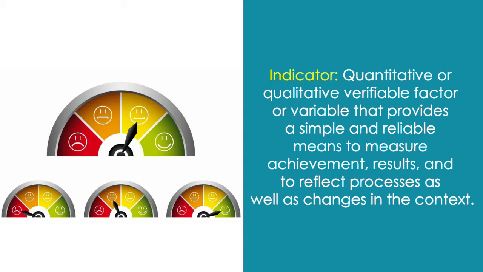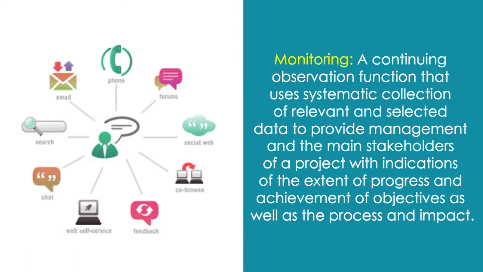Indicator. Quantitative or qualitative verifiable factor or variable that provides a simple and reliable means to measure achievement, results, and to reflect processes as well as changes in the context. Monitoring. A continuing observation function that uses systemic collection of relevant and selected data to provide management and the main stakeholders of the project with indications of the extent of progress and achievement of objectives, as well as the process and impact.